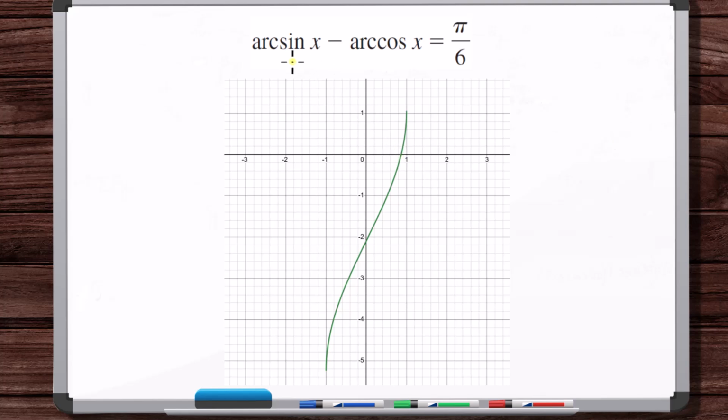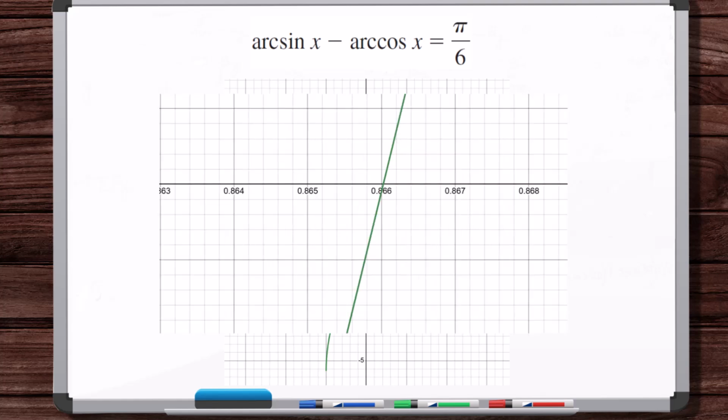This is arc sine of x minus arc cosine of x minus pi over 6. That's what this is. And there's one solution. And if we zoom in really close, we can see about 0.866. So x is about 0.866. So that gives you a sense of how you can solve trigonometric equations and equations that contain inverse trig functions numerically. And this also gives you a preview of how numerical methods is going to work in general, not just for trig equations.